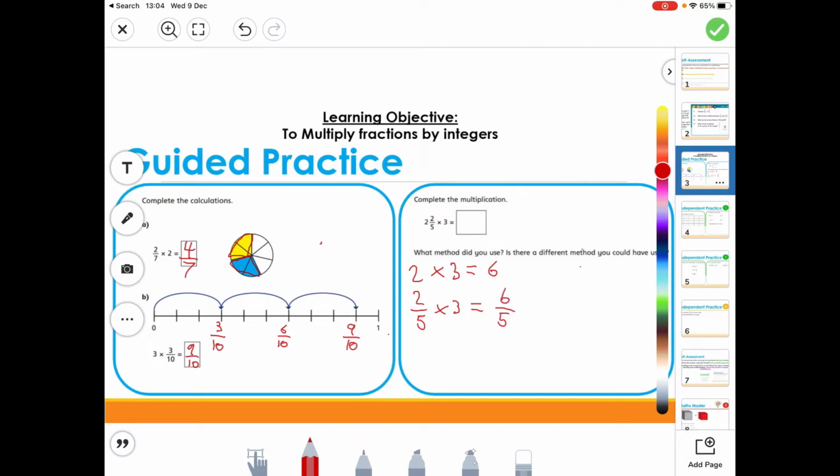Now I need to add 6 plus 6/5. So I know 6/5 is the same as a mixed number, so that's going to be 1 and 1/5. And then finally I need to add the 6 and the 1/5. So 6 plus 1/5 equals 7 and 1/5. So our answer is 7 and 1/5.